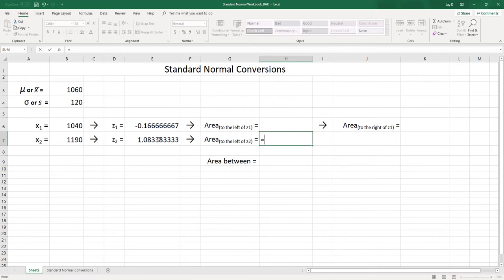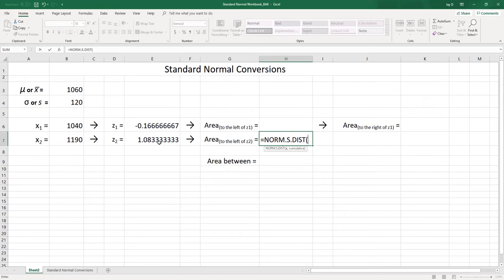And that function is NORM.S.DIST, for distribution. NORM.S.DIST. And what we want to do is first click on our z-value. Now remember, I'm going to use the second one first, and there's a reason why I'm doing that. It's because the diagram, just the way I set it up on the diagrams, I did this one first, so I'm going to do it first here.